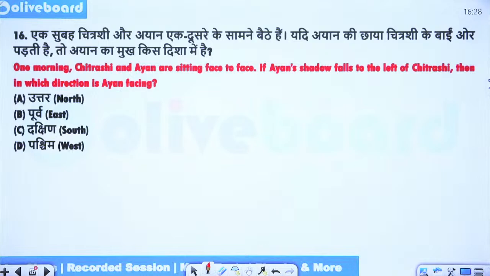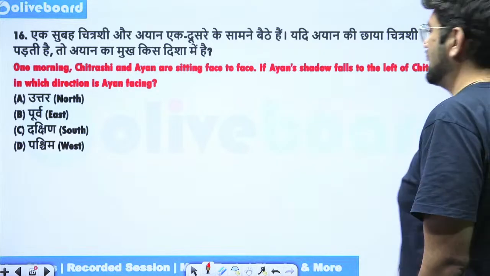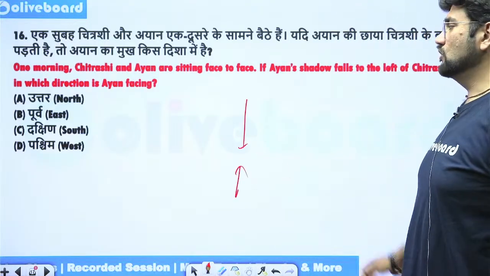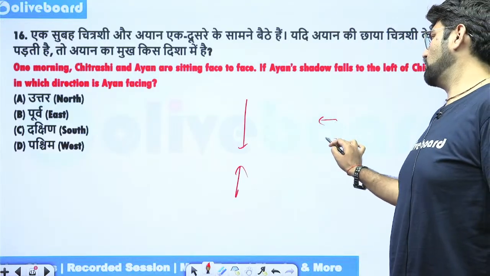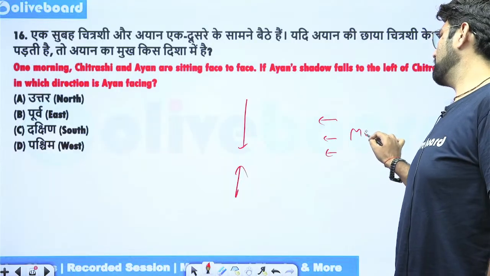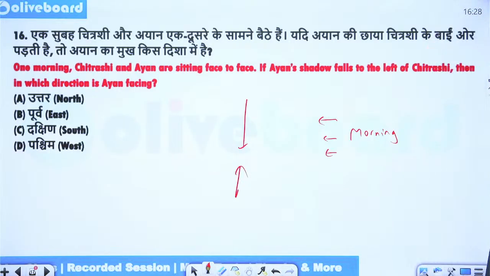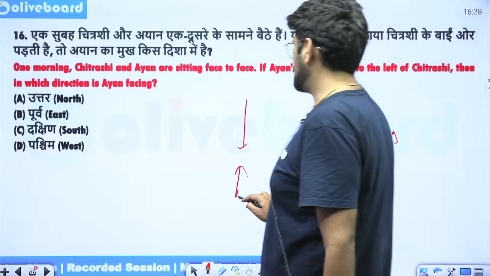One morning, Chitrashi and Ayan are sitting face to face. We don't know who is who. Morning means the sunrays are coming from the east. Okay, I have written this for your sake, but don't write this in the examination. If Ayan's shadow falls to the left of Chitrashi, in both the cases, the shadows are going to fall here.